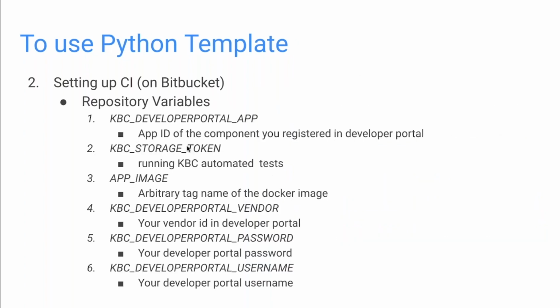Next slide. Okay, so the definitions of the repository variables. First, the KBC developer portal app, again, is the app ID of the component registered in the developer portal. The storage token is used to run KBC automated tests. The third one is the app image, or arbitrary tag name of the Docker image. The fourth one is the KBC developer portal vendor, which is your vendor ID in your developer portal, and is required. The fifth one is your developer portal password, and the sixth one is your username.